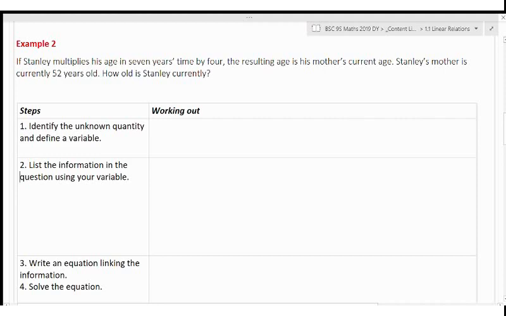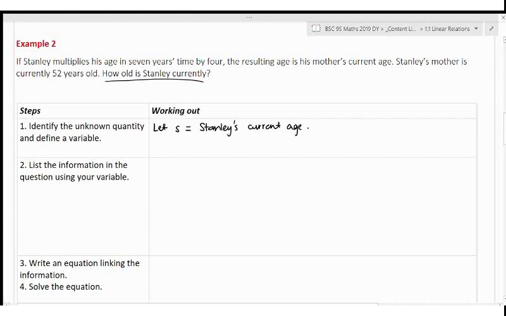Okay, so again, step 1, identify the unknown quantity and define a variable. This one's a little bit easier because the question gives it to us. We don't have lots and lots of unknown quantities to choose from. Remember, we always start with the word let. I'm going to go with S because the question asks how old is Stanley currently. So I'm going to say let S be Stanley's current age. Right, remember that a pronumeral variable is always standing in for a number.